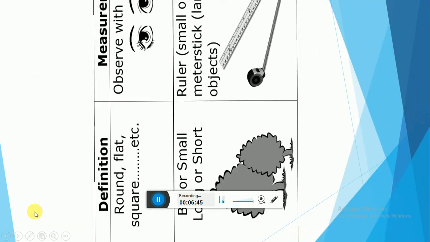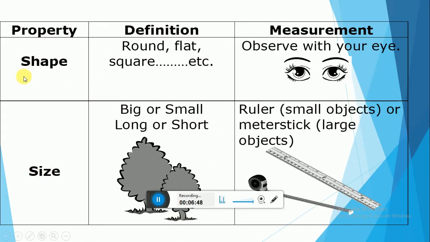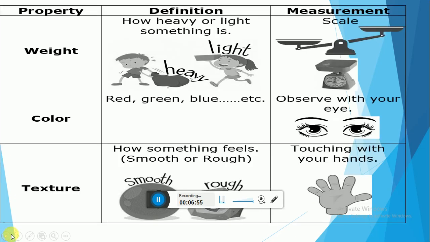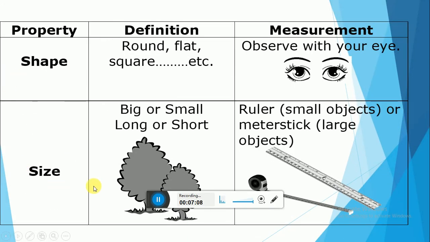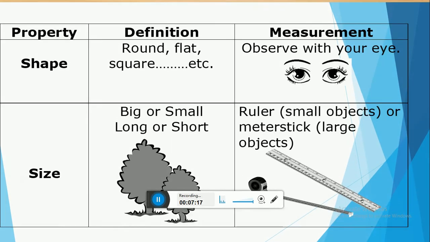Super guys. So we have 5 properties: size, shape, and let's go back. Weight, color, texture. Again, weight, color, texture, can you remember? Shape and size. Those are the 5 properties of matter. Why are these properties? Because I use my senses to observe them, okay?